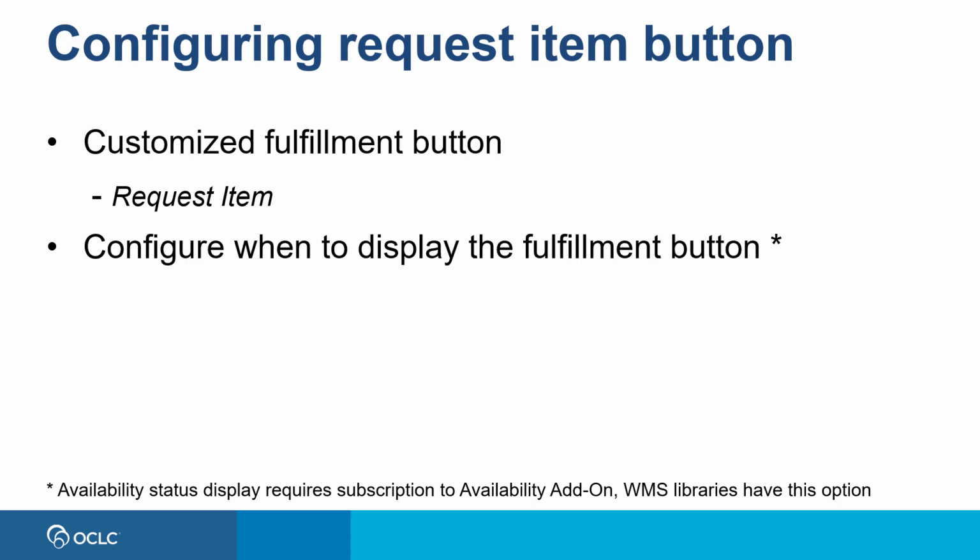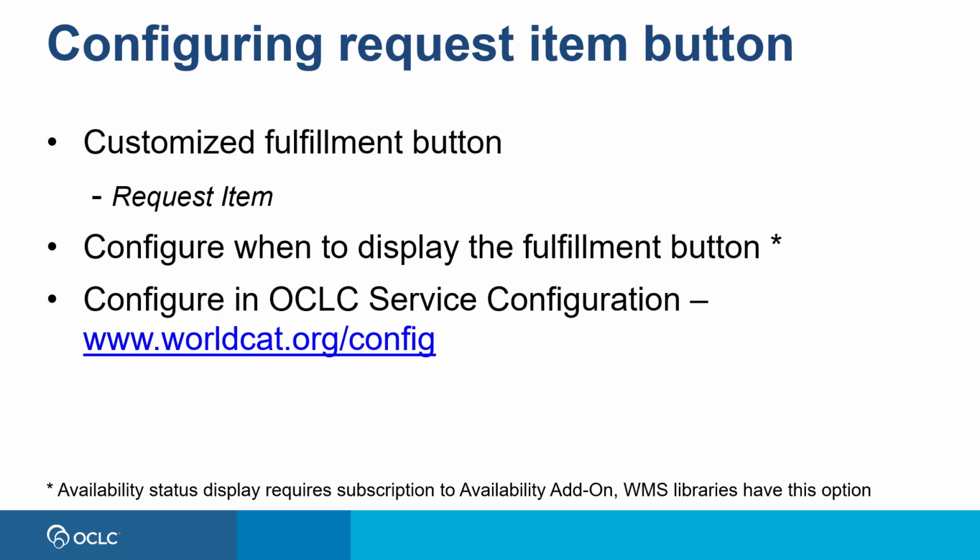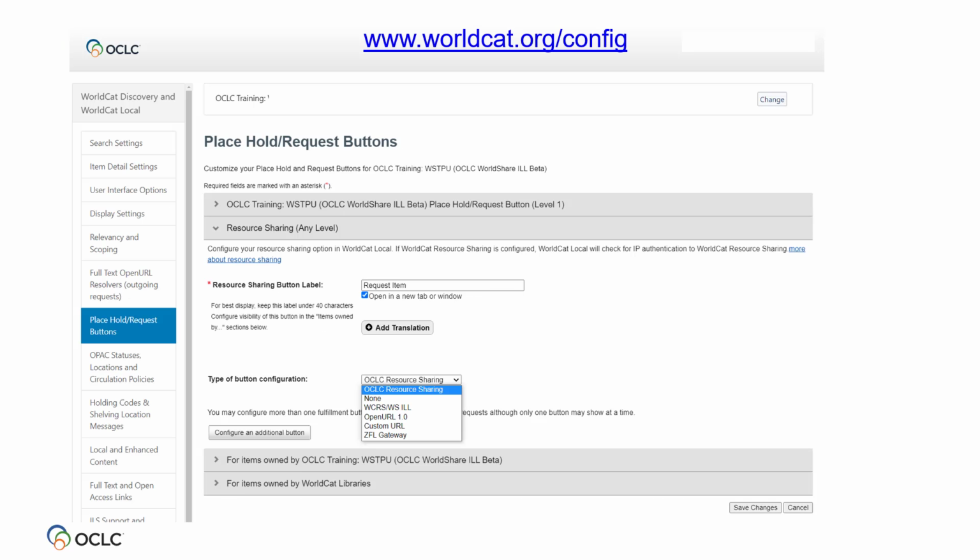If you want to limit whether certain items can be requested over ILL, you may control whether the button displays for a DVD or a map, ebook, for example. OCLC service configuration is where the Request Item button is configured. You can configure the display of the Request Item button from the OCLC service configuration.